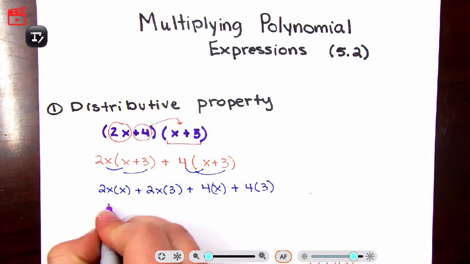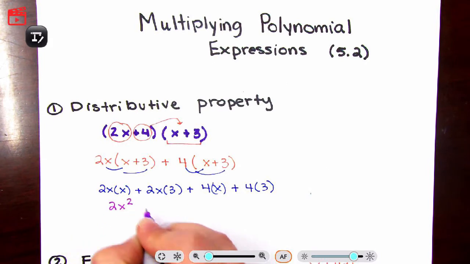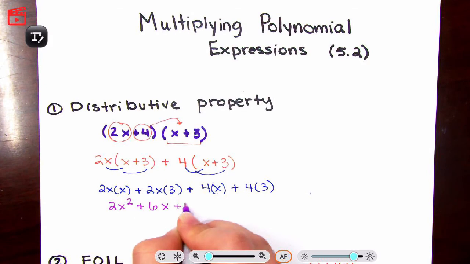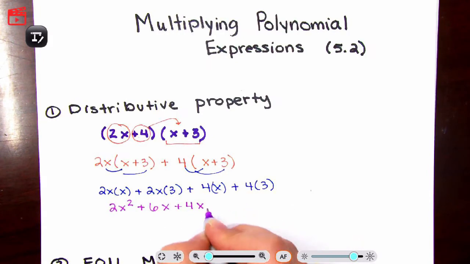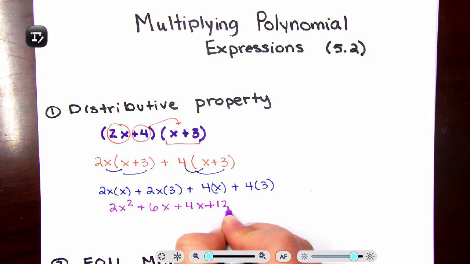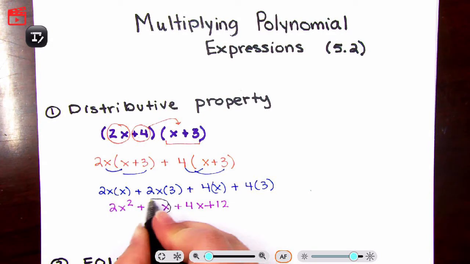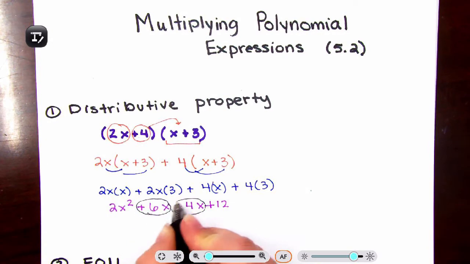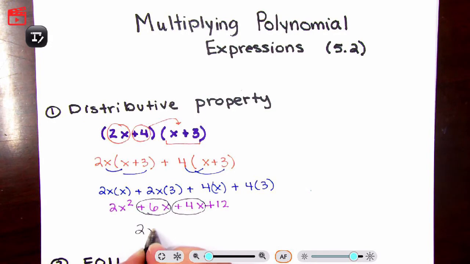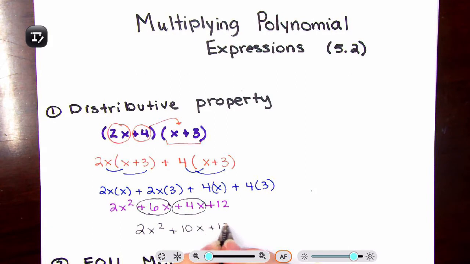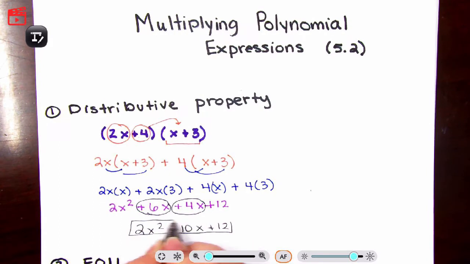2x times x, that means I have 2x squared, plus 2 times 3 is 6x, plus 4x, plus 4 times 3 is positive 12. And we get to combine like terms if we have any. We do. We have a 6x and we have a 4x. So that means my final answer is 2x squared plus 10x plus 12. So that's one method. The other method is the FOIL method.